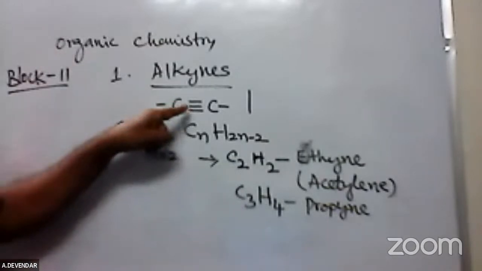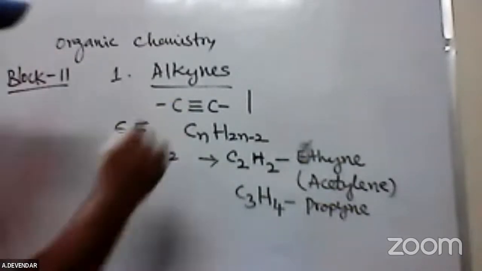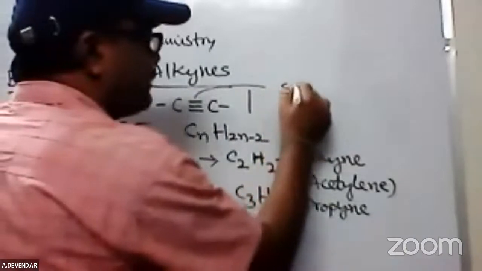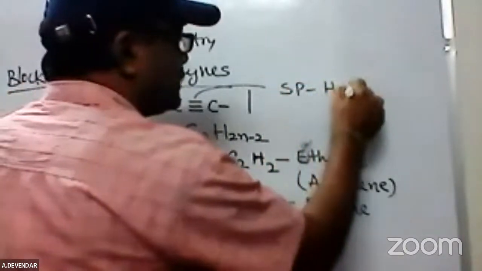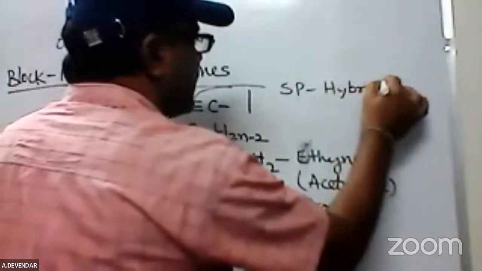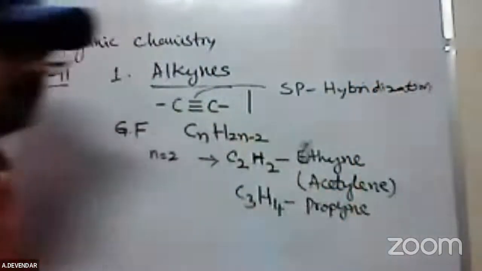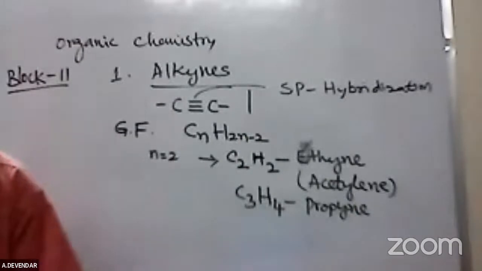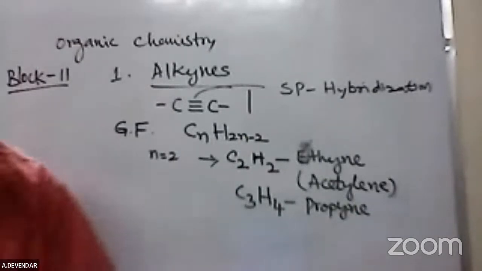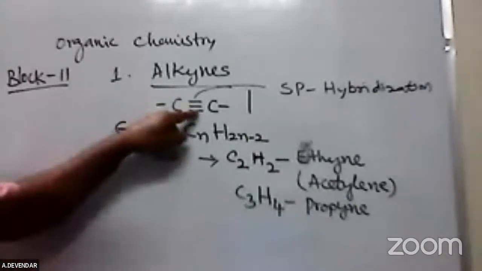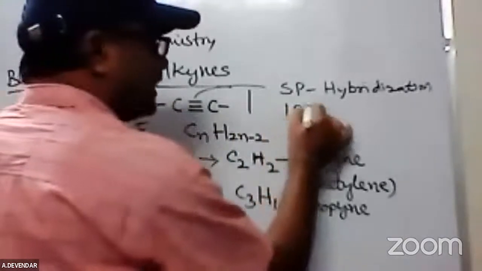In this triple bond, sp hybridization is present in the alkyne series. So what is the bond angle of sp? The bond angle of the acetylene molecule is 180 degrees.